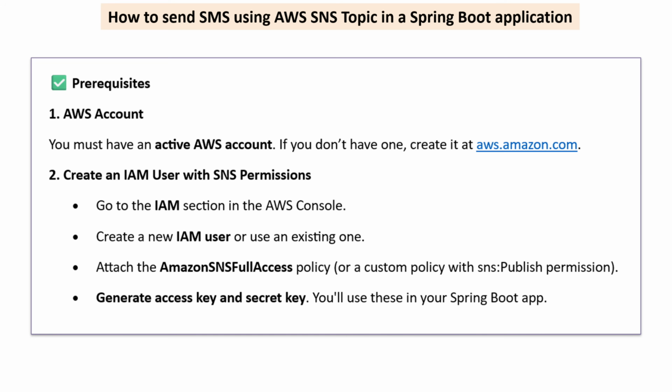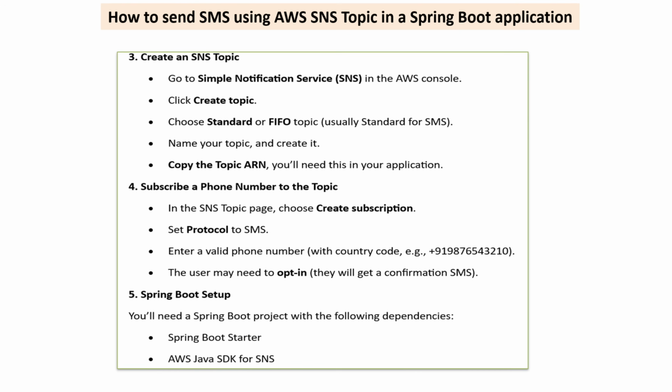Now I will summarize the prerequisites which we have followed. First one is an AWS account. You must have an active AWS account and then you have to create an IAM user with SNS permissions. Then you have to create an SNS topic, then subscribe the phone number to the topic, and in the Spring Boot setup, you have to add dependencies like Spring Boot Starter and AWS Java SDK for SNS.